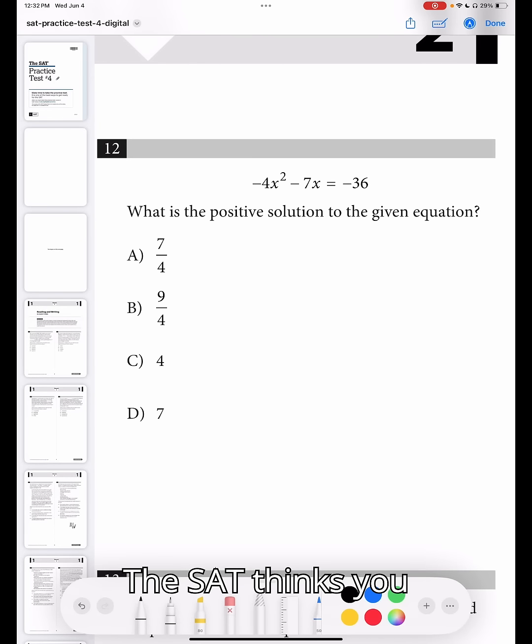The SAT thinks you need a calculator to solve this question, but you really don't. So the question is asking for the positive solution of the given equation. So first off, with any quadratic, you have to turn it into standard form.